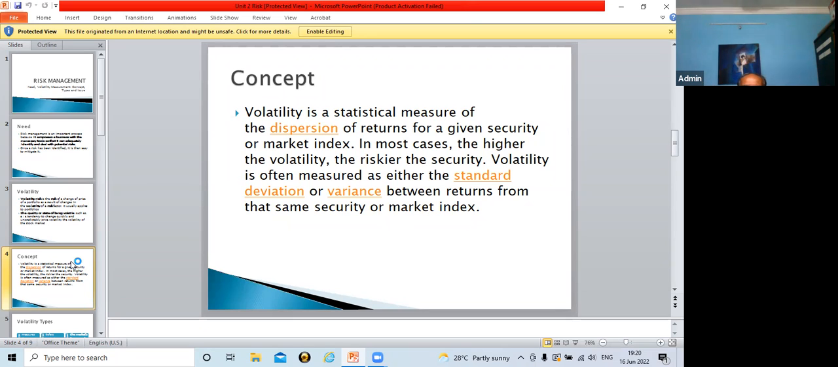Variance is the part which is linked with the finance subject, like material cost variance and labor cost variance. These are the two costs where we calculate variance. Variance means the difference between budgeted and actual, or we can say the difference between standard and actual.